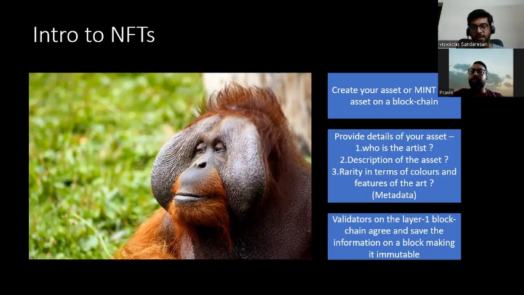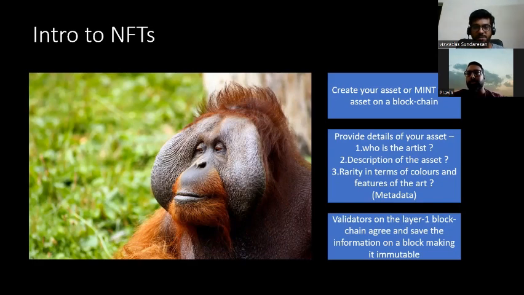Now, how do you do that? You can create your asset on a blockchain. It's called mint, and that's the technical word for creating your asset on a blockchain. So you mint an asset on a blockchain, and you provide details of the art. What is the art about?